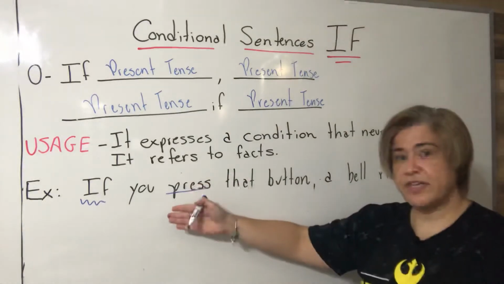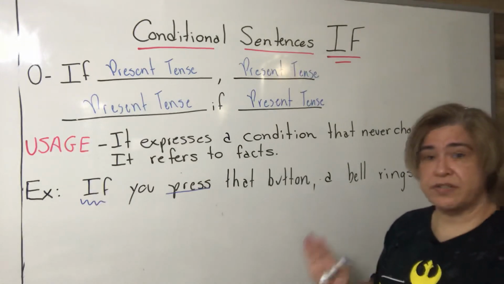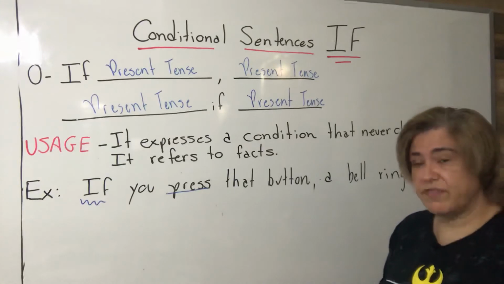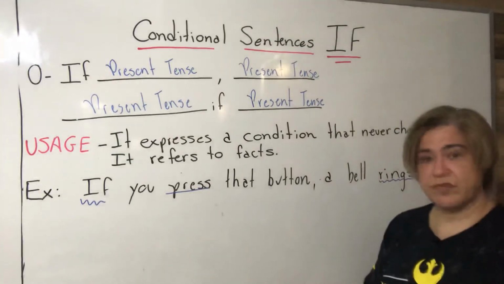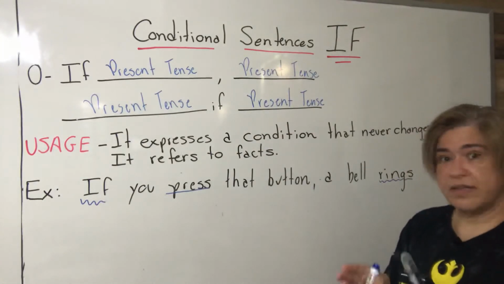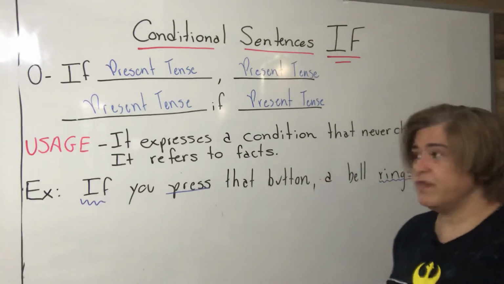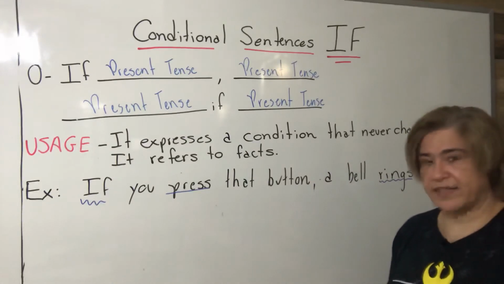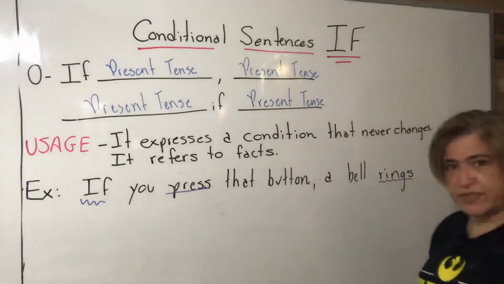You make a condition and this condition has a result. The result in condition 0 is unchangeable. It's always the same. It's talking about a fact. A bell rings. Okay? So you always have 2 sentences. The condition has a result. In the 0 if, the result is unchangeable because we are talking about a fact, okay? So if you press that button, a bell rings.